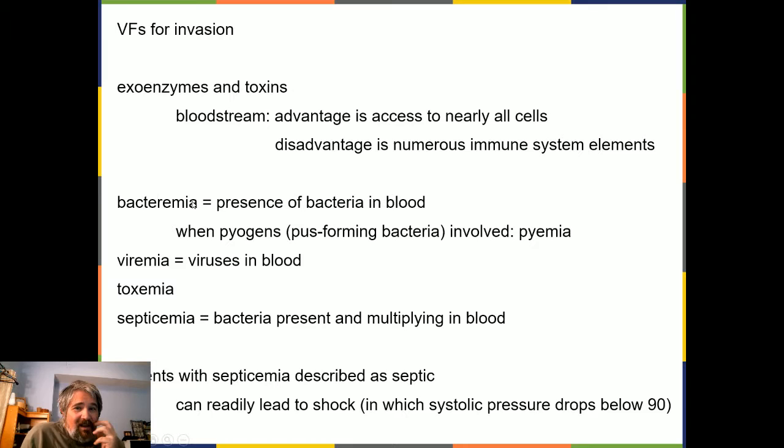Bacteremia is what we use to describe the presence of bacteria in blood. When pyogens, pus-forming bacteria, are involved, it's pyemia. Viremia is the detection of viruses in the blood. Toxemia, toxins. Septicemia is worse than bacteremia because this is where bacteria are not only present but are also actively multiplying and growing in the blood.